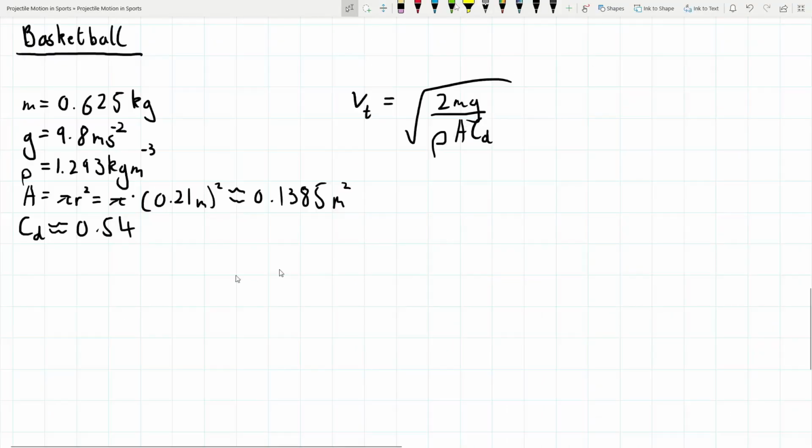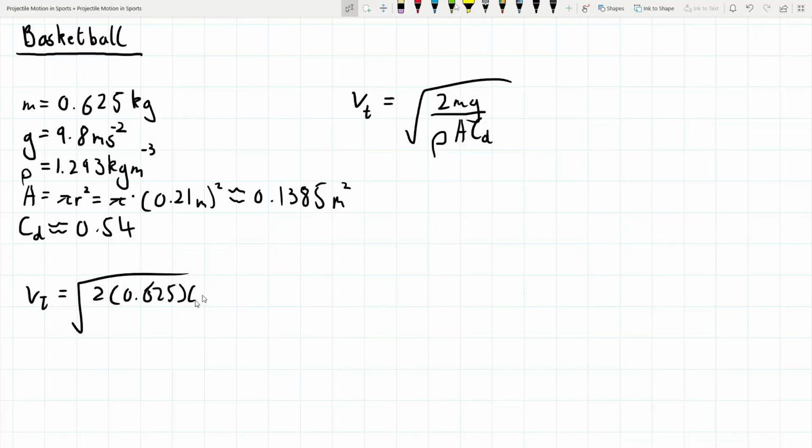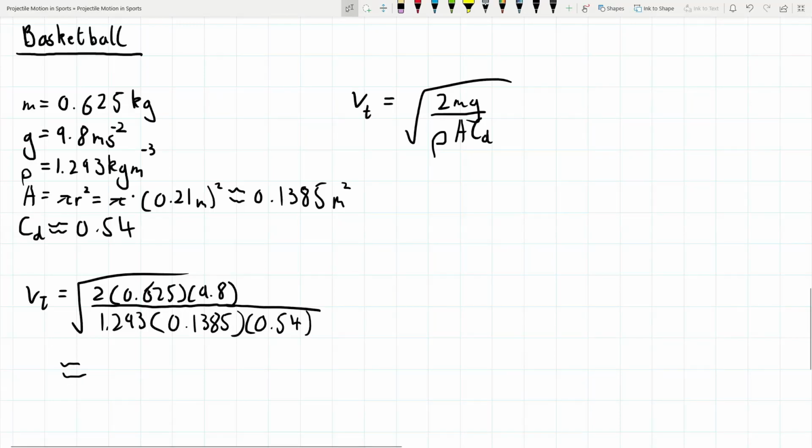So if we apply the same thing to a basketball, we get that the terminal velocity, vt, equals the square root of 2 times the mass, 0.625, times g, 9.8 on Earth, all over the density of air, 1.293, which is also the same, times the cross-sectional area, 0.1385, times the drag coefficient I found to be 0.54, using similar methods as last time, and all of that gives us approximately 11.26 meters per second.